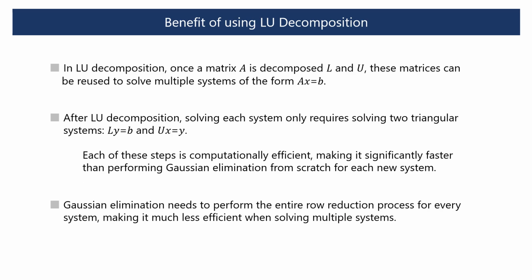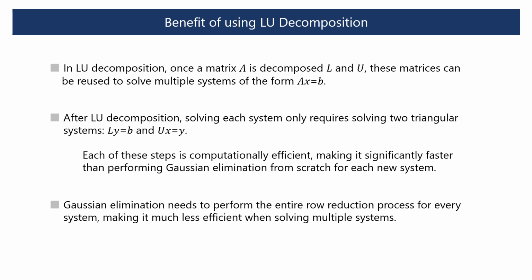The most important benefit of LU decomposition is its efficiency for solving multiple systems of linear equations. Once a matrix A is decomposed into its lower triangular matrix L and upper triangular matrix U, these matrices can be reused to solve multiple systems of the form Ax equals B. This is particularly useful when solving several systems with the same coefficient matrix A, as the costly factorization step is performed just once.